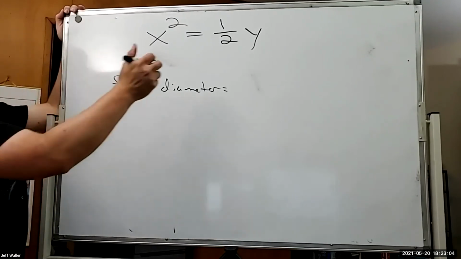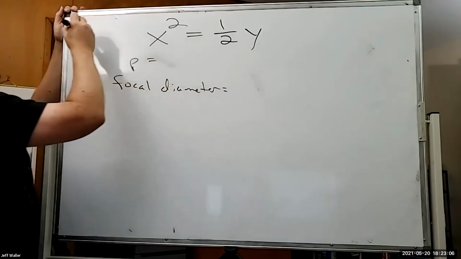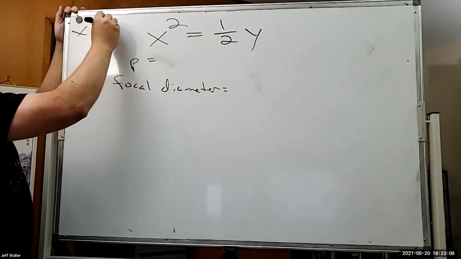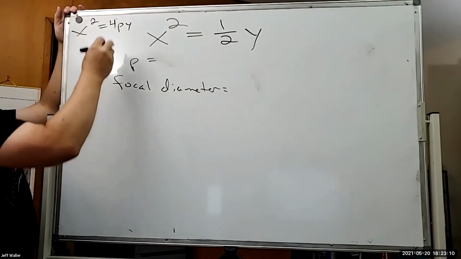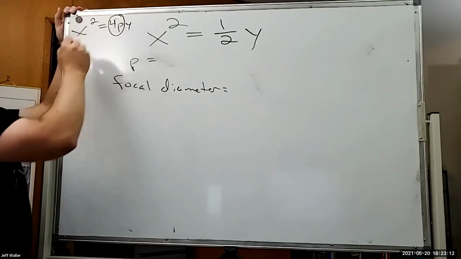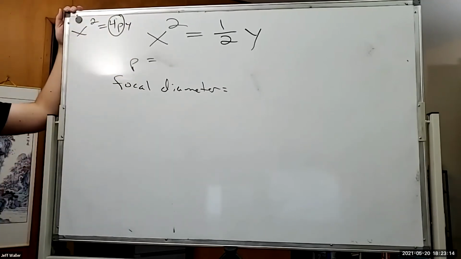So again, I just have to remember x squared is 4py. So whatever's in front of the y is equal to 4p.